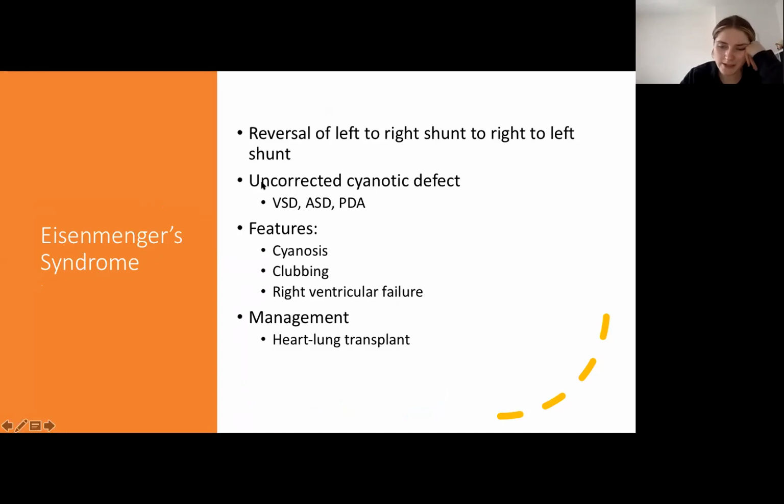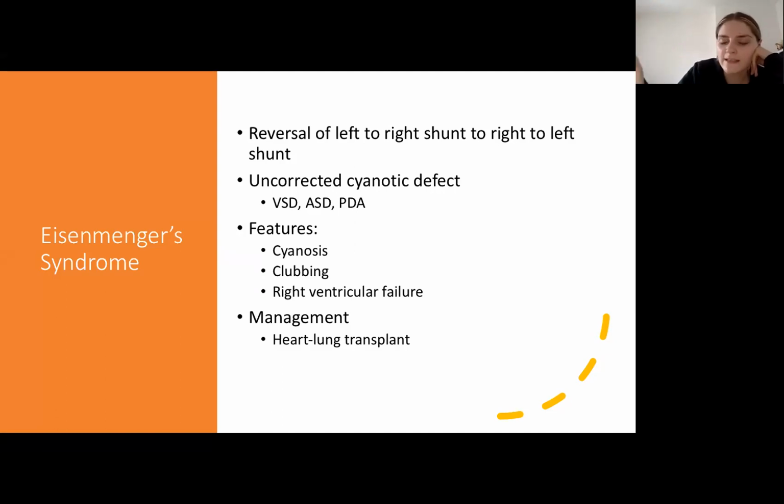Okay, so Eisenmenger's is the thing that happens in cyanotic defects. Basically, when you have a defect, you have a left to right shunt. So the oxygenated blood is just going over to the right side of the heart to go back to the lungs to be reoxygenated. It's not enough blood going through that little hole, through the VSD or the ASD or the PDA, to cause problems.